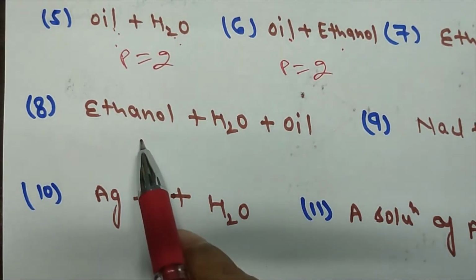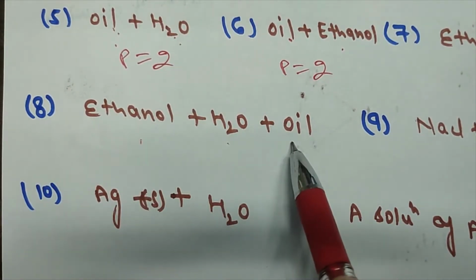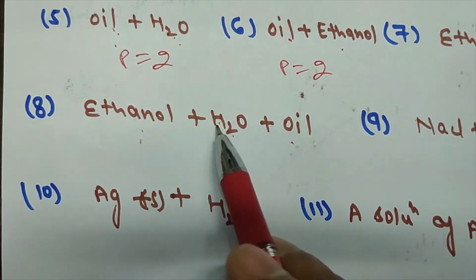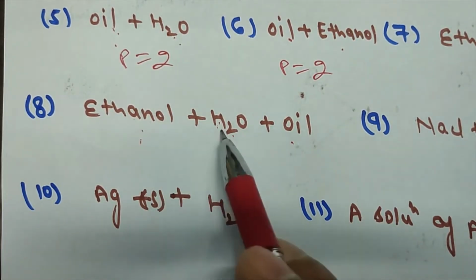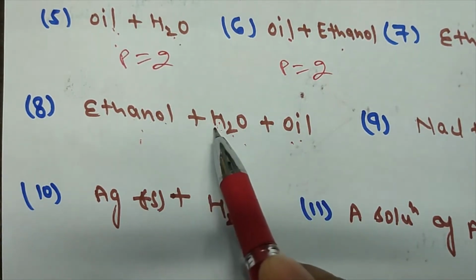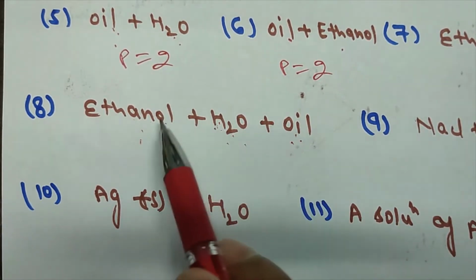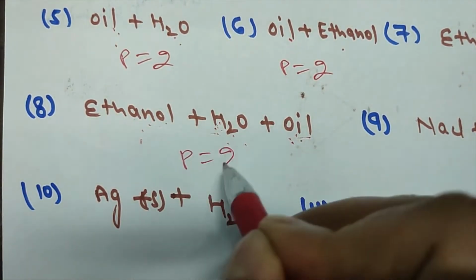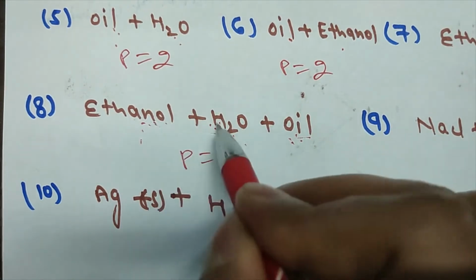Again ethanol, water and oil. Ethanol and water can easily mix with each other, so ethanol and water form one phase, plus oil. Ethanol and water have one phase and oil has a different phase. It means this forms one phase and this forms another phase. Then phase will be 2.